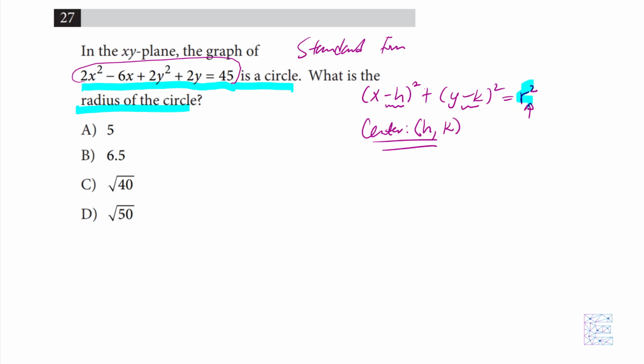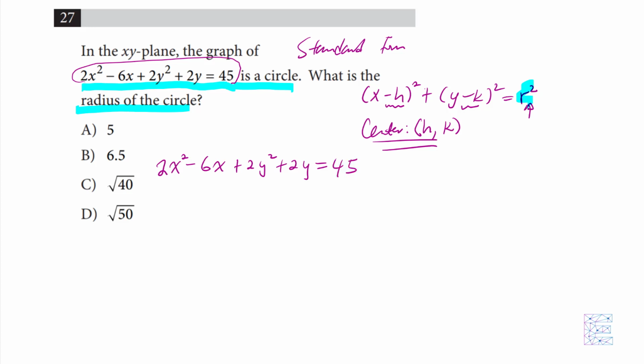So then we have to take the equation given to us from general form to standard form. Let's do that. Here's how you do it. You have 2x squared minus 6x plus 2y squared plus 2y equals 45. Step 1 is usually to move the constant to the right side. Well, in this case, the constant has already been moved for us, so we don't need to do that ourselves.